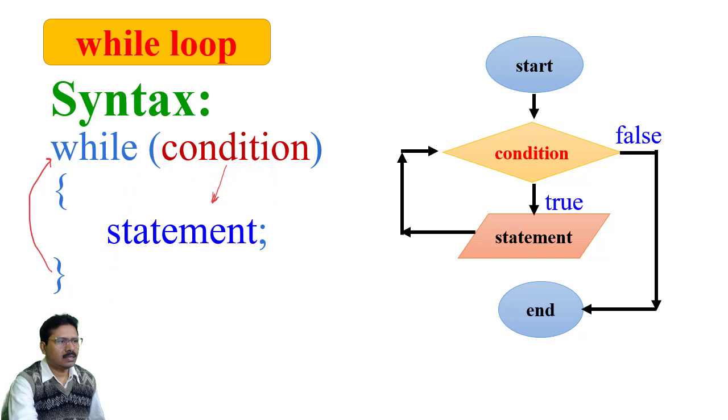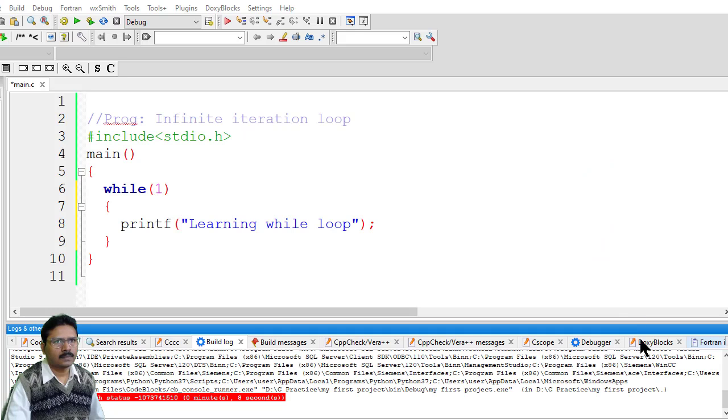Now explaining the while loop with an example. This is a very small program for explaining the while loop: while 1. Now what will be the condition here, whether it will be true or false? We know that all positive or negative integers give true. So this is true, so execution will enter into the body, printf learning while loop. So it will print learning while loop on the screen.